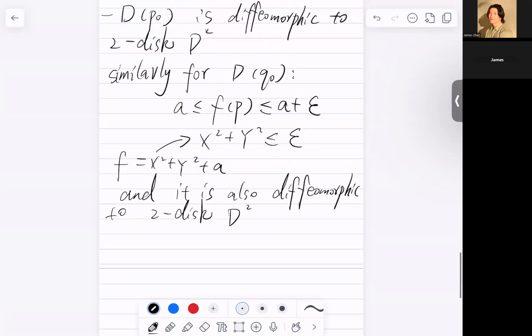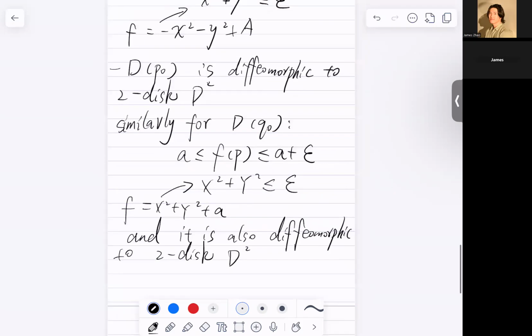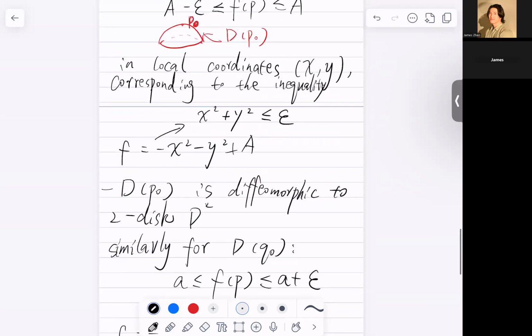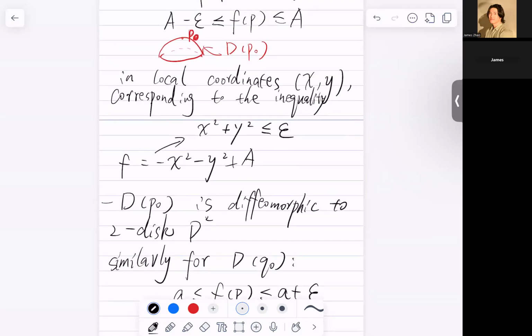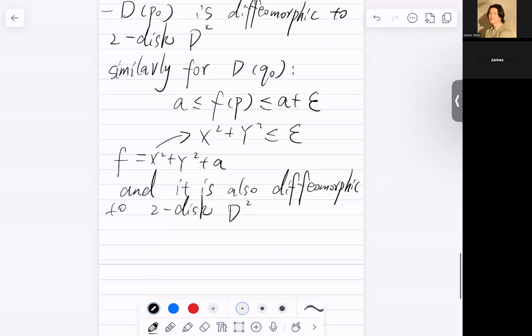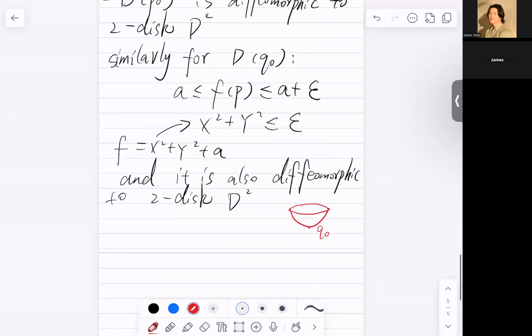So this little bowl shape: we have a top bowl and a bottom bowl. Here we have a top bowl that looks like this, and if you picture the other one, let me just draw it real quick. The other one will kind of look like this. So here we have Q naught. So this is D Q naught.